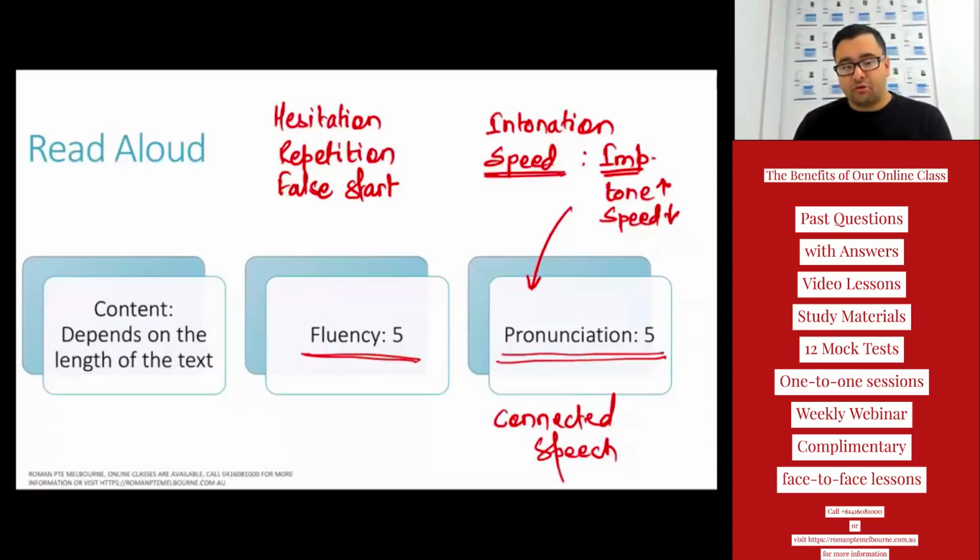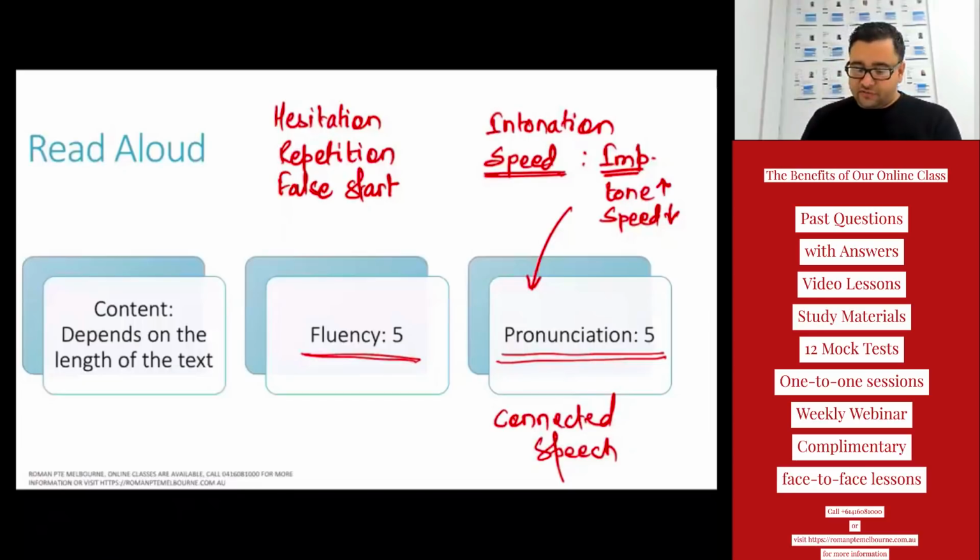Now, depending on the question type, the criteria for the content is different. That means in all the other questions, repeat sentence, describe image, retell lecture, fluency and pronunciation are measured in the same way I explained here. But the content will be measured and scored in different ways. So from read aloud onwards, I'll be talking about only the content because I've already explained the fluency and pronunciation. However, if you have any questions, you can ask me at the end.